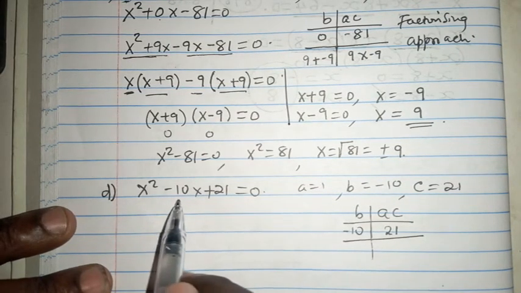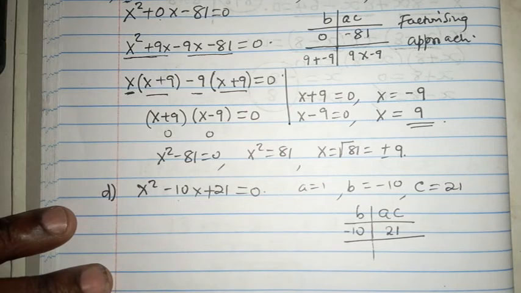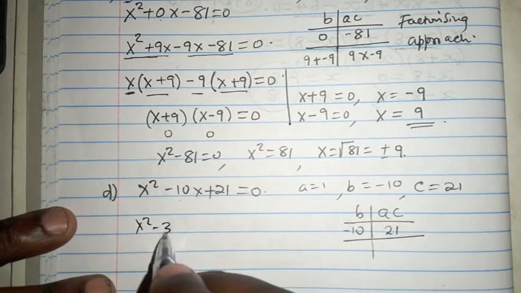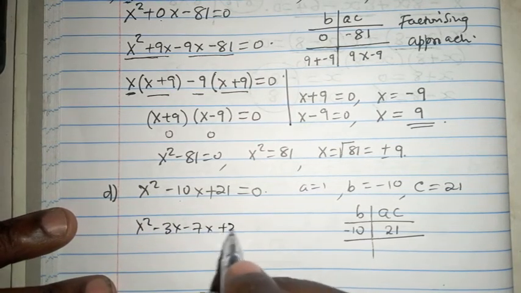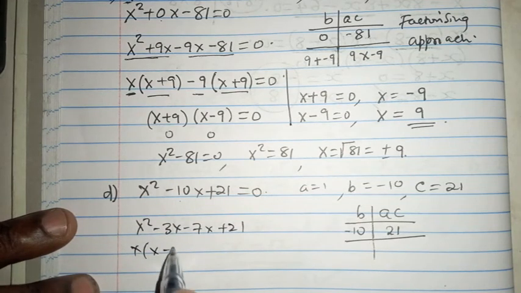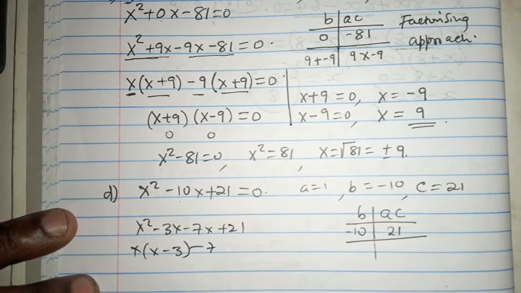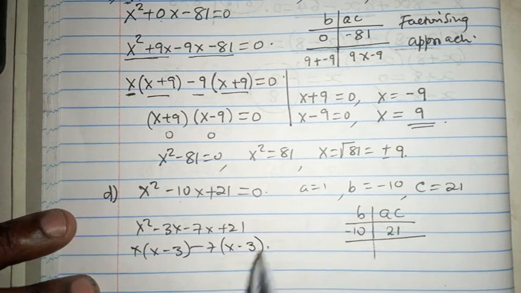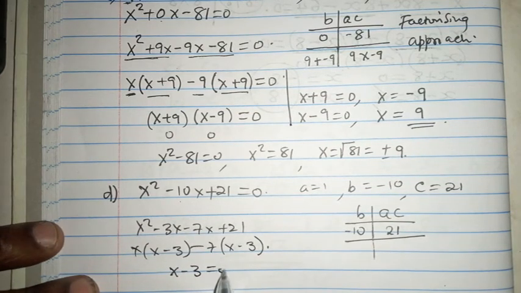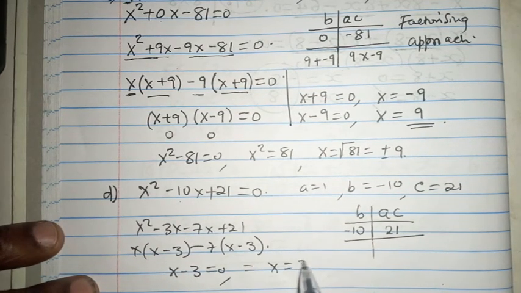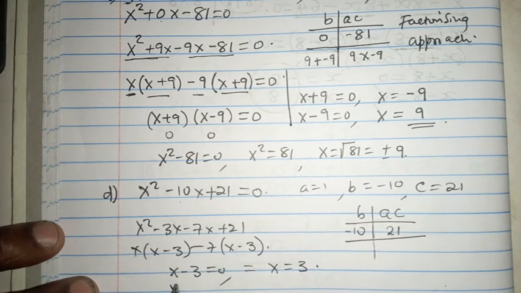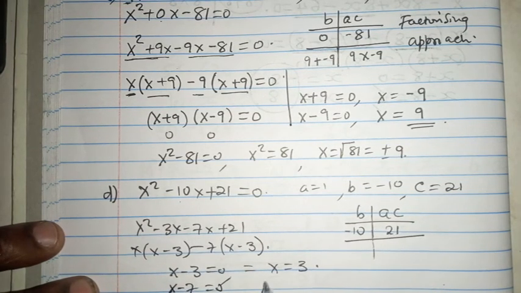So we replace the middle term and we write x squared minus 3x minus 7x plus 21, x minus 3 minus 7, x minus 3, and x minus 3 is 0. If this is true, x is equal to 3. If it is this time x minus 7 which is 0, then x is equal to 7.